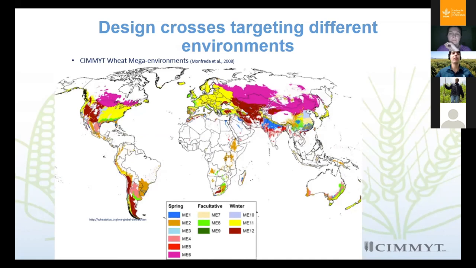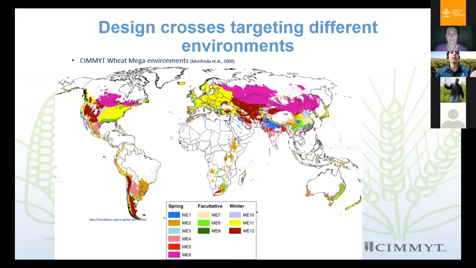And each mega environment, basically, they share, across large regions, approximately, not exactly, in terms of season of the year, the same sowing time. They also have similar weather characteristics, like temperature range and rainfall patterns, and it also takes into account irrigation use for defining the mega environments, and also disease pressure.